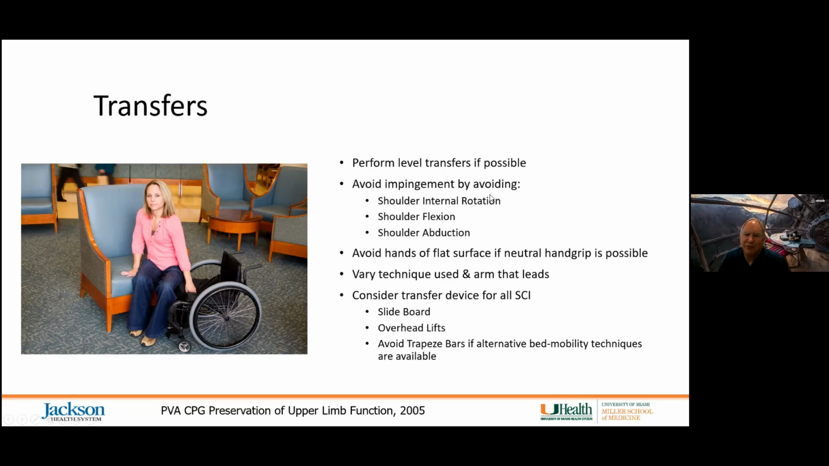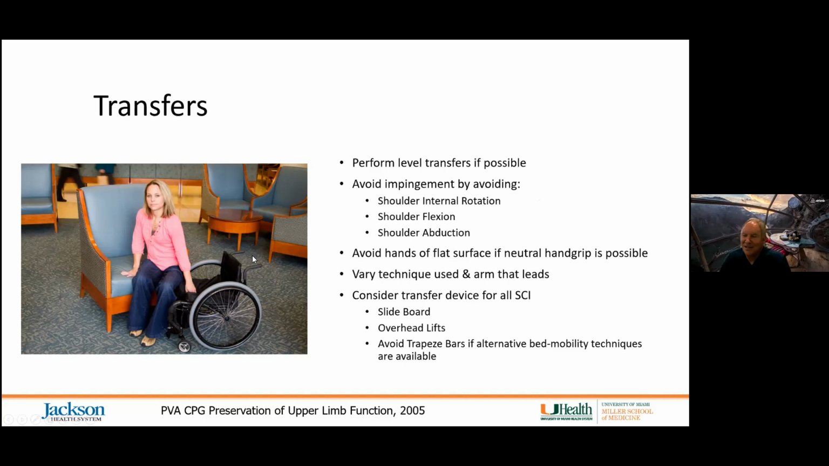So we want to avoid impingement as they're doing their transfers by avoiding internal rotation, okay, that puts particularly the supraspinatus tendon at risk for compression. You want to avoid shoulder flexion and abduction as much as possible. So avoid the hands on a flat surface if you can, use a neutral hand grip, and then vary the technique used and the arm that leads, okay?